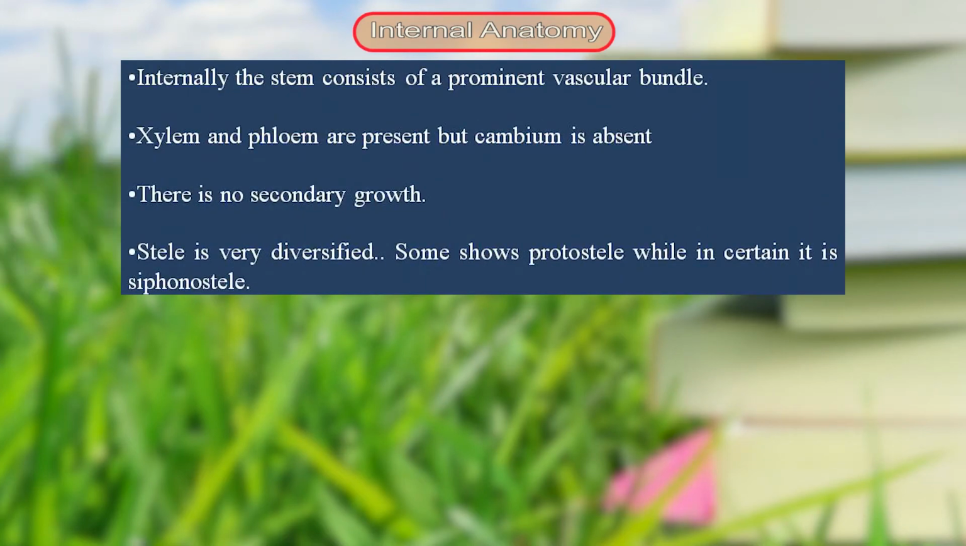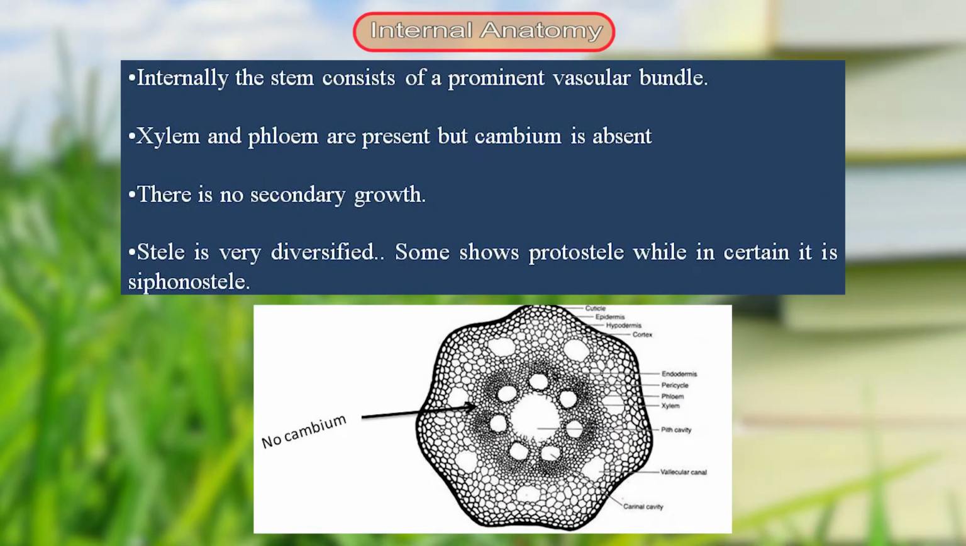Now coming to the internal anatomy, pteridophytes have prominent vascular bundles. The xylem and phloem are present, but there is no cambium in between these two. That is, no secondary growth is usually seen in most of the members. The stele is very diversified in pteridophytes. In primitive members, we see protostele. Slowly with evolution, siphonostele is seen. In certain cases, in the same species also, two different types of steles can be present.